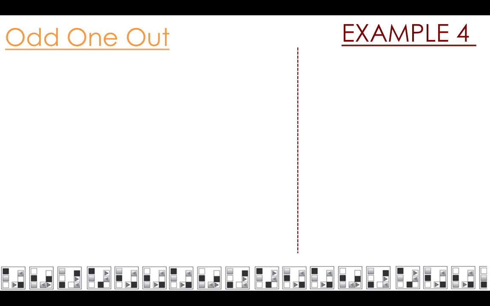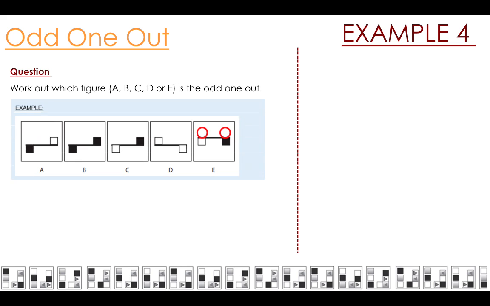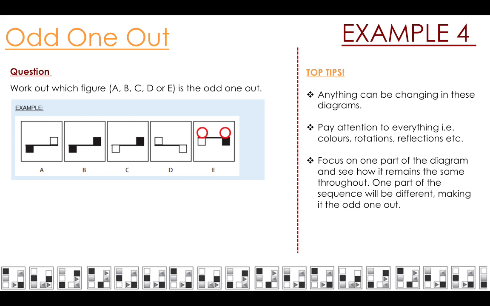So this question here is an odd one out. So the question requires you to work out which figure is the odd one out. So here we have 5 diagrams, A, B, C, D and E. And we know that one of these diagrams is different from the others. Now, anything can be changing in these types of questions, so therefore it requires great attention to detail. So anything can be changing, so positioning, rotation, symmetry, colours, anything. So pay attention to everything.